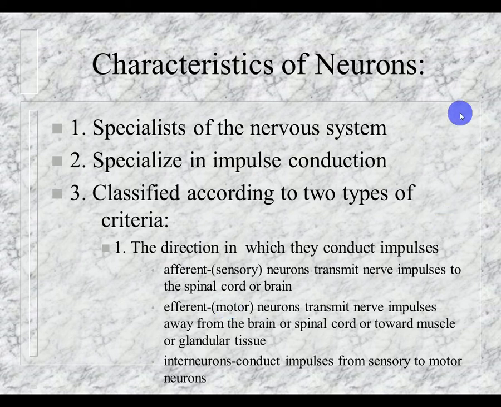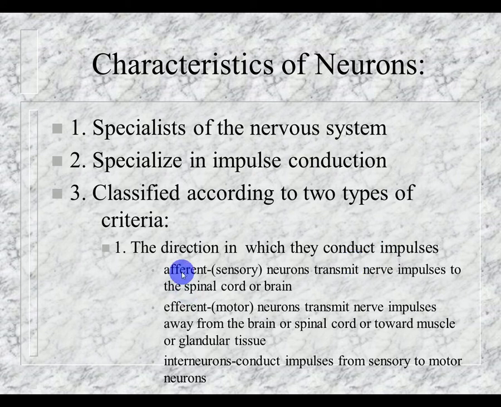Characteristics of the neurons. We'll start with the neurons first. Well, they're specialists. What do they specialize in? Impulse conduction. And they're classified according to two types of criteria. So if you were to ask me what do they specialize in, I would have to say two things. They specialize in excitability and conductivity. The first type of criterion is the direction in which they conduct impulses.